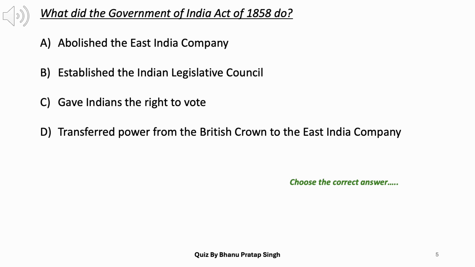5. What did the Government of India Act of 1858 do? A. Abolished the East India Company. B. Established the Indian Legislative Council. C. Gave Indians the right to vote. D. Transferred power from the British Crown to the East India Company.